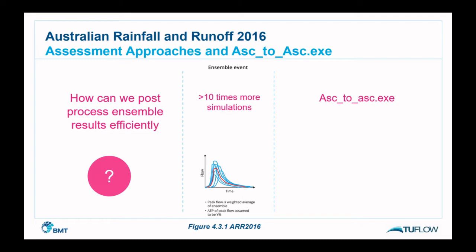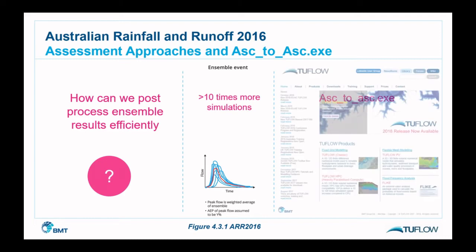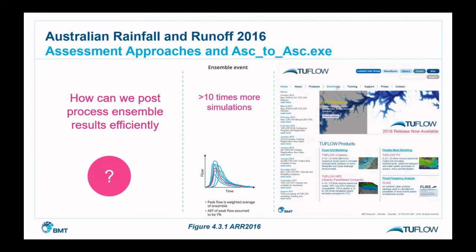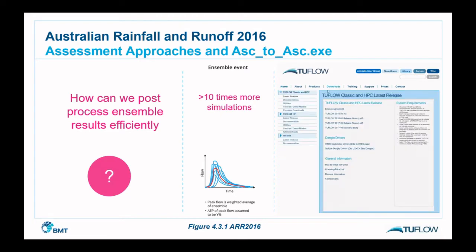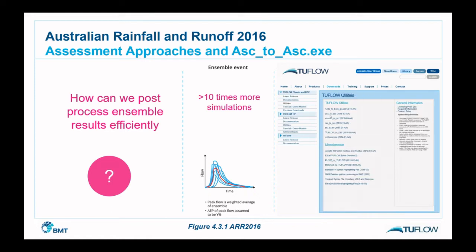today. Before doing that, however, I'll show you where you can download AsctoAsc. Simply go to the website, click on Downloads, and click on the Utilities tab, and you'll find the AsctoAsc download is second from the top.